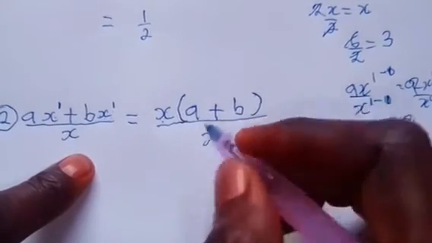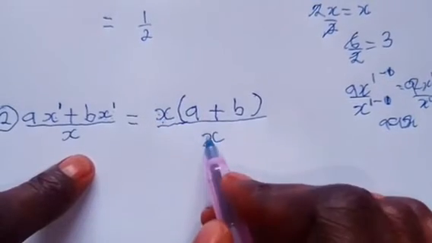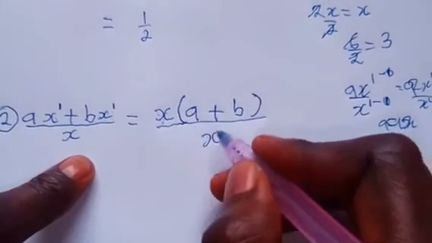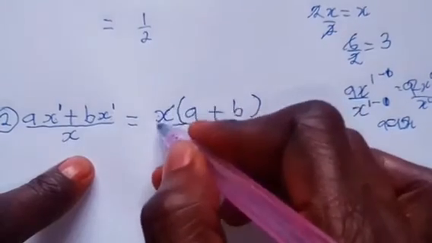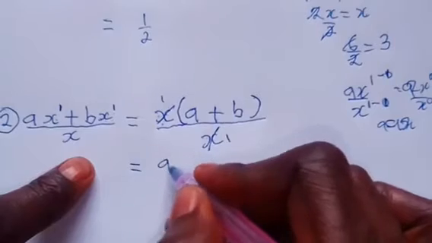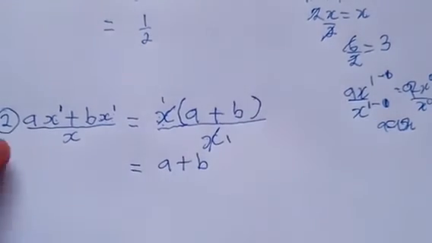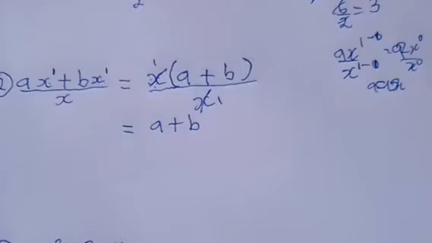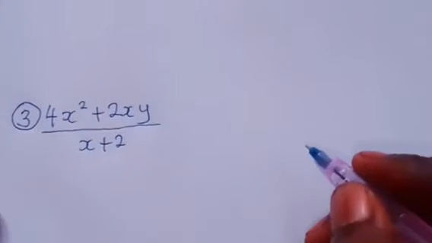So what we can do here now is that we observe we have an x at the top, we have an x at the bottom, just like what we did before. Okay, this x at the top will cancel the x at the bottom to give us the final answer as a plus b. Alright, so let's move on to the third example.